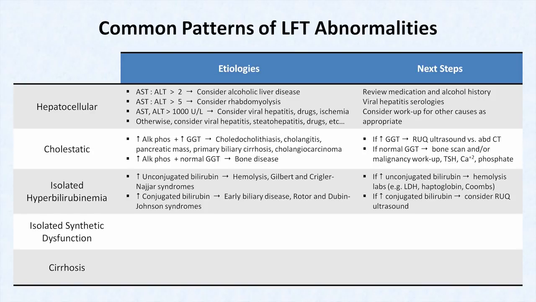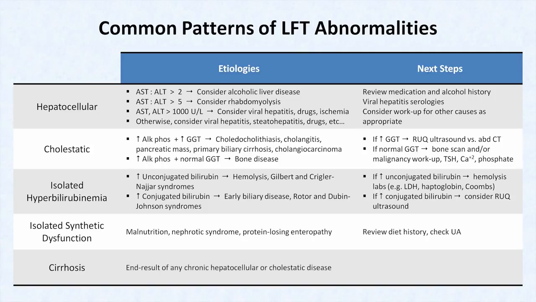Isolated synthetic dysfunction is usually due to malnutrition, nephrotic syndrome, or protein-losing enteropathy. For this, review diet history and check a UA for proteinuria. Finally, the cirrhotic LFT pattern is the end result of any chronic, untreated, or untreatable hepatocellular or cholestatic disease. For this, the next step would be a medication and alcohol history review, viral hepatitis serologies, and an abdominal CT, looking for both the cause of cirrhosis and to begin screening the patient for hepatocellular carcinoma. Additional workup beyond that should be considered if the first round of tests are unrevealing.